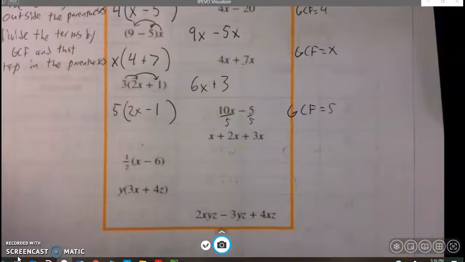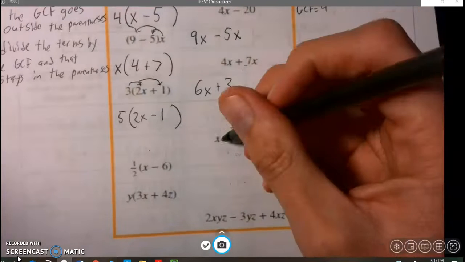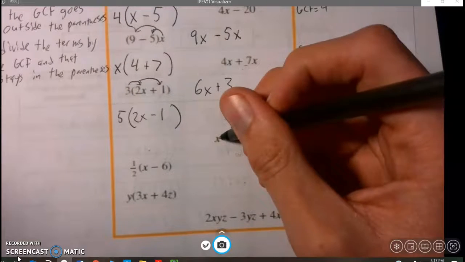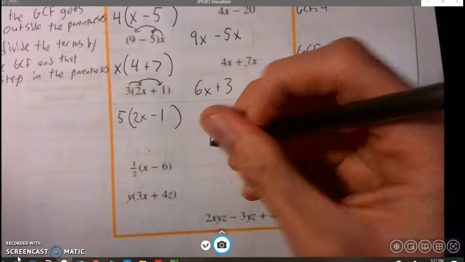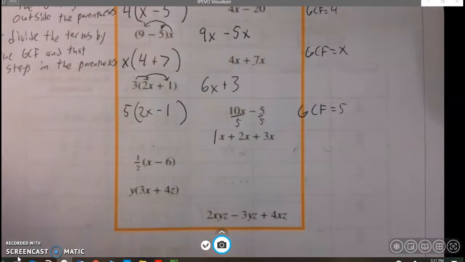Alright, here we have 3 terms, but that's okay. You can have 1,000 terms. You can still use the distributive property and factoring to write an equivalent expression. So once again here, there is no coefficient in front of this x. It's just 1x. So if you want to put a 1 there, you can. That's up to you. 1x and just x are the same thing.